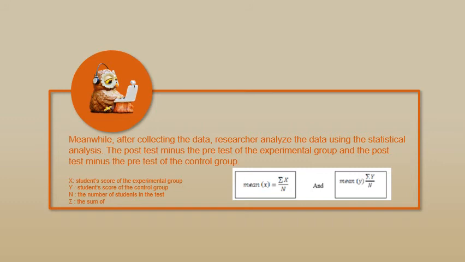Meanwhile, after collecting the data, the researcher analyzed the data using statistical analysis. The post-test means the pre-test of the experimental group and the post-test means the pre-test of the control group. Here, X is student score of the experimental group and Y is student score of the control group, N is the number of students in the test, and the symbol like this is the sum of.